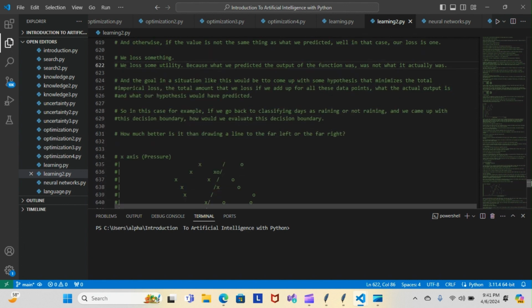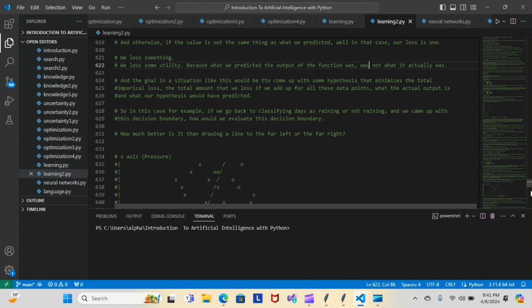And the goal in a situation like this will be to come up with some hypothesis that minimizes the total empirical loss, the total amount that we lost if we add up all of those data points and what the actual output is and what our hypothesis would have predicted. So in the case, for example, if we go back to classifying days as raining or not raining, and we came up with some decision boundary, how will we evaluate this decision boundary? How much better is it than drawing a line to the far left or the far right?